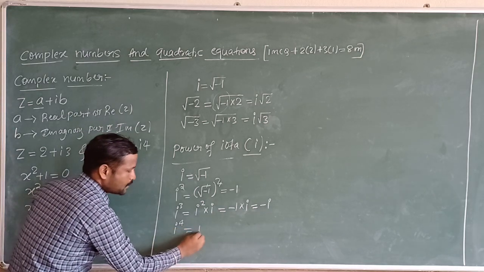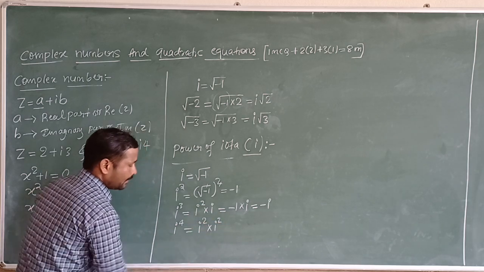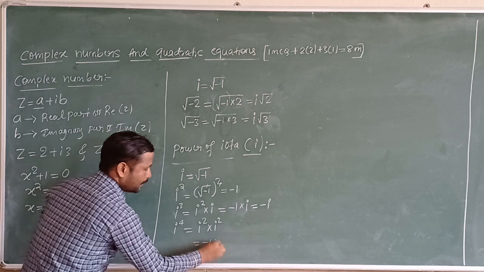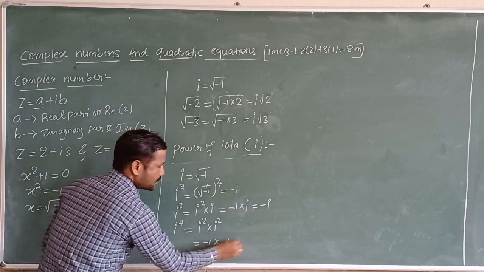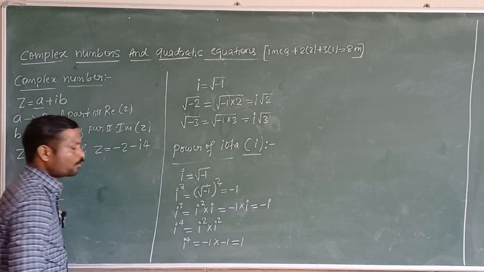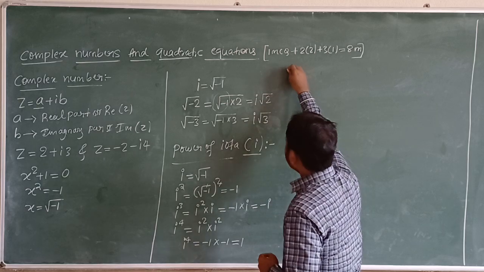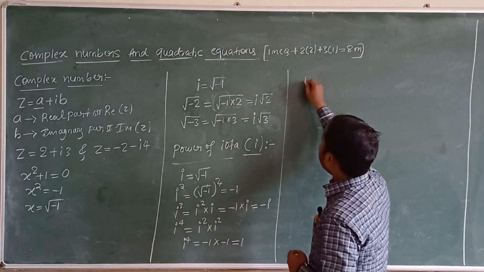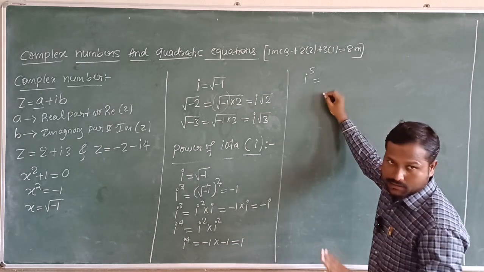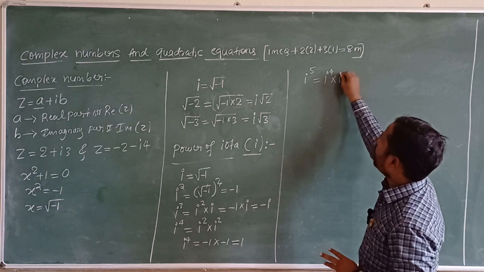Iota power 4 can be written as what here? Okay, iota square into iota square. Correct? Okay, what is iota square value? That is -1 here. That is -1 into -1, minus into minus plus, 1. I to the power 4 is 1 now. Correct? Okay, same as it is, and so on. Here, I to the power 5, what happens now? I to the power 5 can be written simply as I to the power 4 into I.